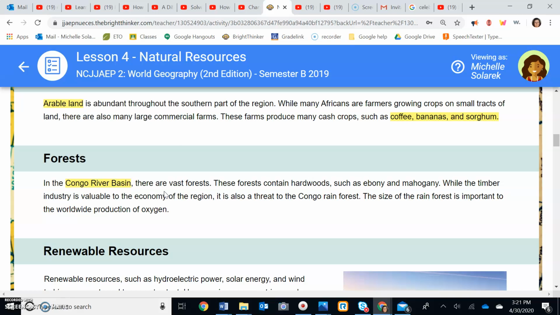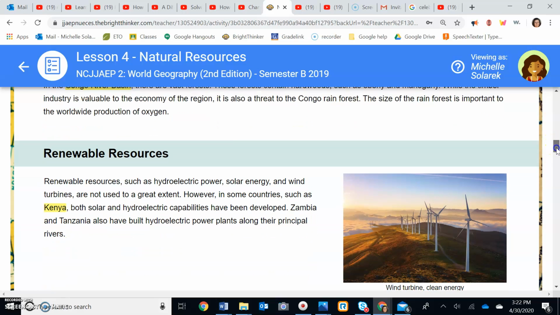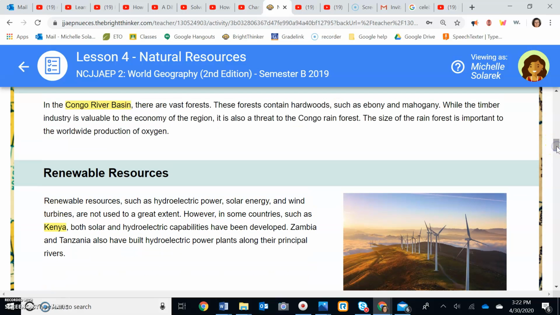Next question. Where are there vast forests in Africa? In the Congo River Basin, there are vast forests in Africa. So what is the answer to where are there vast forests? The answer is Congo River Basin. Okay, so now we are going on to renewable resources. Hopefully you've written down Congo River Basin, and now I can just scroll up. I'm going to leave it up there for you just in case you need it. Next question.